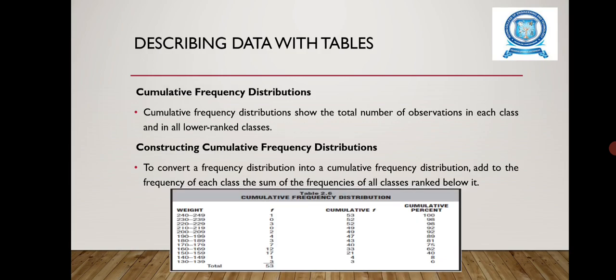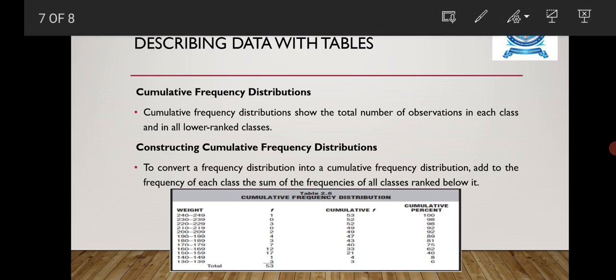Constructing relative frequency distributions. To convert a frequency distribution into a relative frequency distribution, divide the frequency for each class by the total frequency for the entire distribution. The table shows the relative frequency distribution, which is based on the weight distribution.